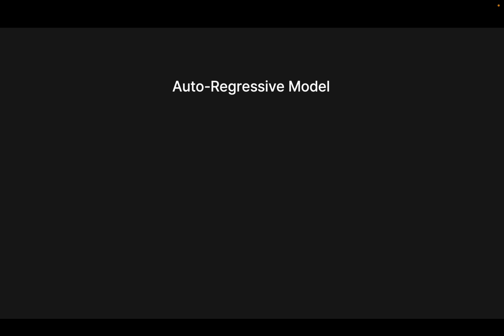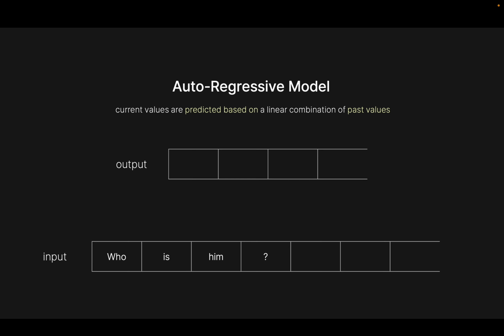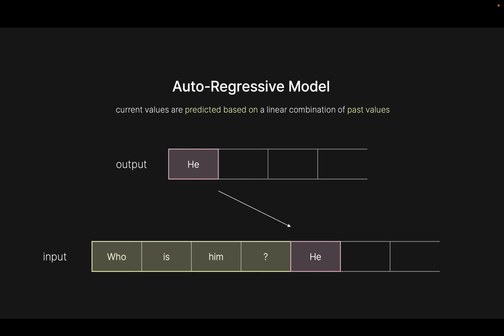You first need to look at the fundamental concept behind language modeling, the autoregressive model. The core idea is that current values are predicted based on a linear combination of past values. This is formally expressed as the joint probability of a word sequence. This is how autoregression works in practice. We generate tokens one by one, and at each step, the previously predicted token is added back into the input and used to predict the next one. This iterative generation process makes autoregressive models well suited for sequence generation tasks.